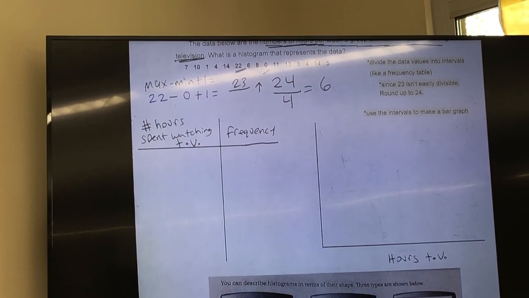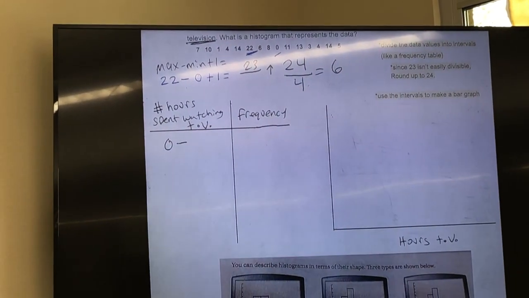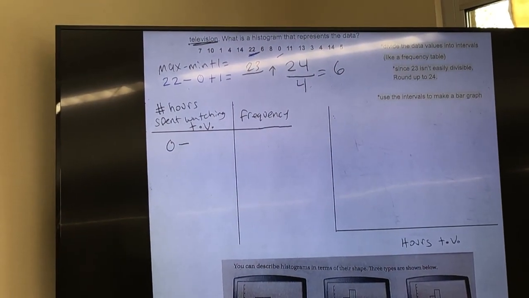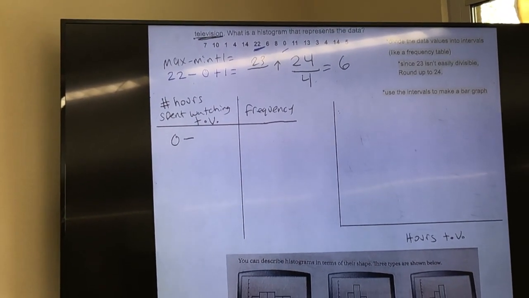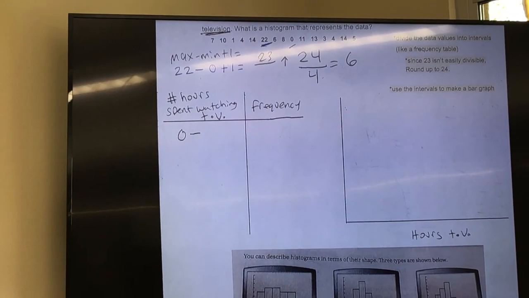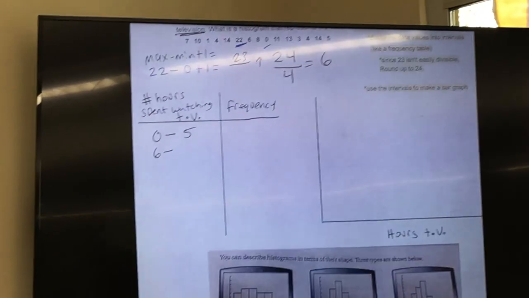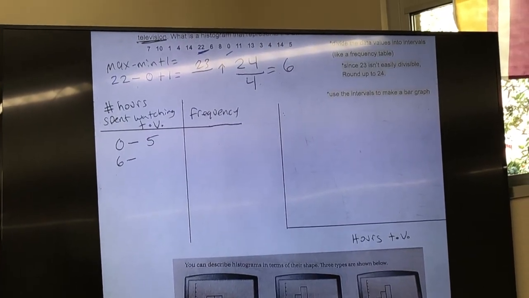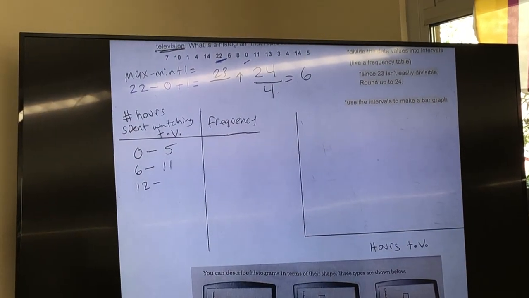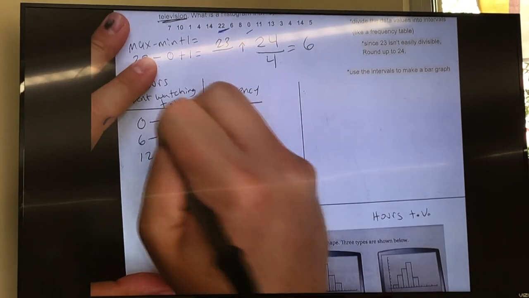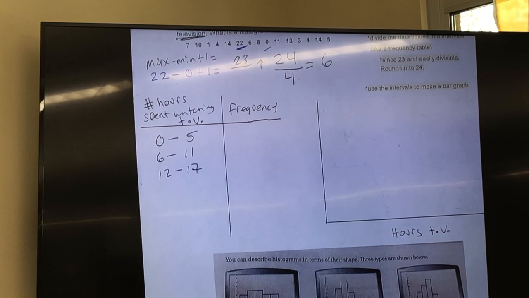Nice. Okay, so again, we're starting at the min, 0. So 0, 1, 2, 3, 4, 5, and 6. Too many. 0, 1, 2, 3, 4, 5. There we go. There it is. Okay, so 6, 7, 8, 9, 10, 11, 12, 13, 14, 15, 16, 17, 18, 19, 20, 21, 22, 23.